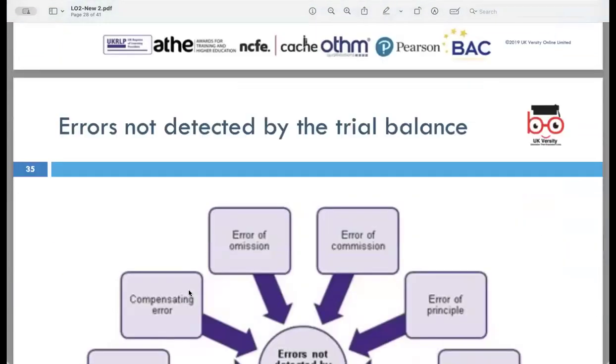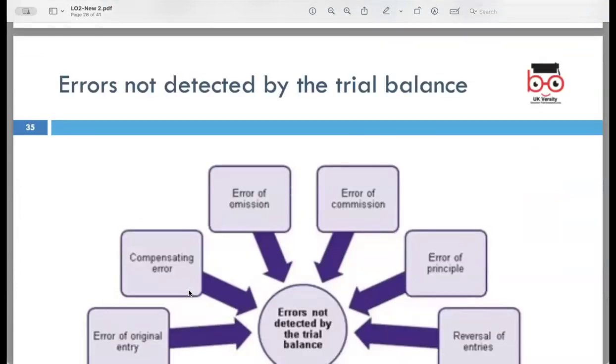Next is errors not detected by the trial balance. In accounting, the trial balance serves as a fundamental tool for verifying the accuracy of ledger entries by ensuring that the total of all debit balances equals the total of all credit balances. But there are certain types of errors that may go undetected by the trial balance, which can impact the reliability of financial statements if not identified and corrected.